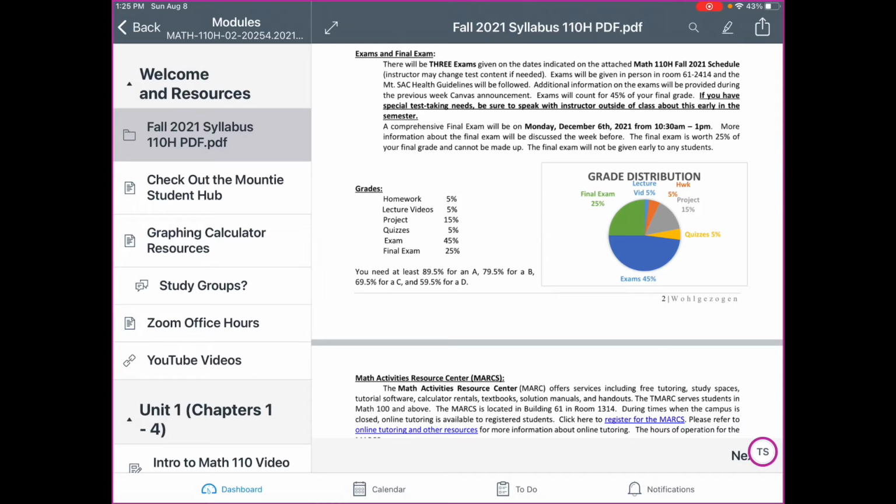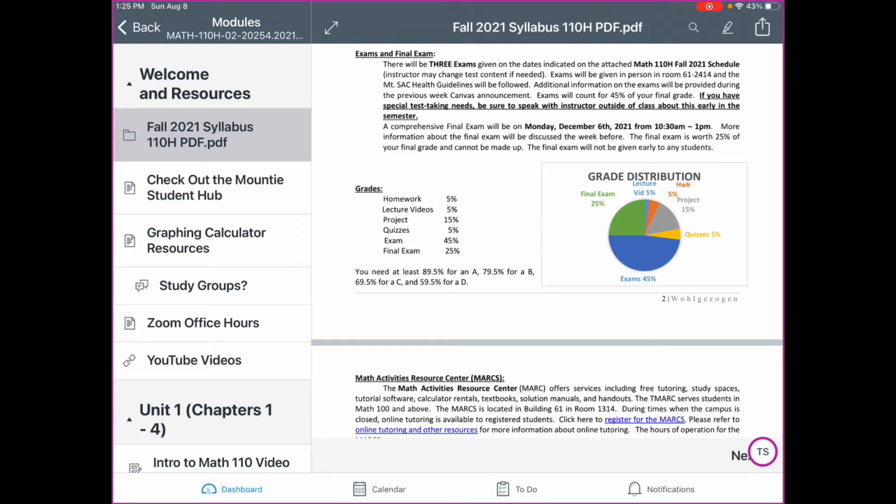Next, we have exams and the final exam. There's going to be 3 exams, and they're given in person in our assigned class, which is 61-2414. And you need to make sure that we stay up to date on the Mount SAC health guidelines, and those are changing constantly. So we will discuss that as those exams approach. The exams are going to count for 45% of your final grade.